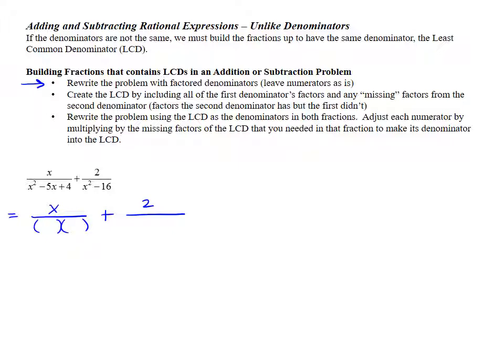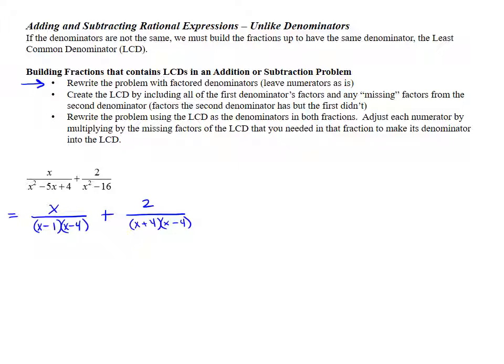So in my first trinomial denominator, I'm going to have x and x, and then I want to factor a positive 4 into negative 1 and negative 4 so that we get a negative 5 when I add up. My second denominator is a difference of squares, so I'll factor that with its square roots, x plus 4, and remember, switch the sign, x minus 4. So now I can see my denominators factored out.